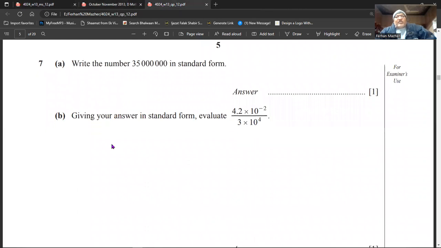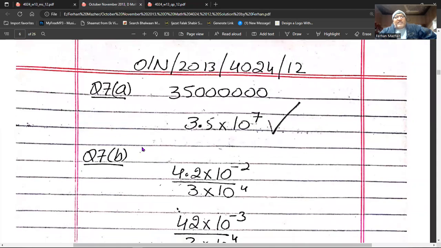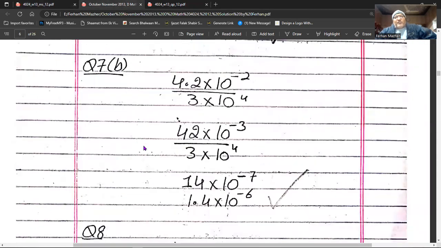Okay, the next question, question number 7, B part, 1 mark question. Give your answer in the standard form. Evaluate 4.2 × 10^-2 divided by 3 × 10^4. Move this decimal 1 step to the right. The power will decrease by 1. So it will become 42 × 10^-3 divided by 3 × 10^4.